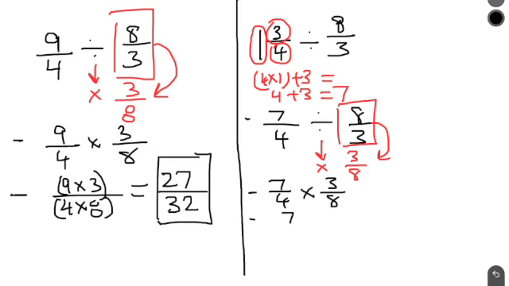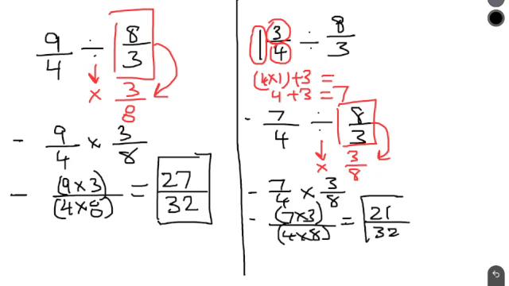So now we multiply all of the numerators together, multiply all of the denominators together, and the answer then becomes 21 over 4 times 8 is 32. Okay, so this is how we divide fractions. If you guys are in need of more examples, feel free to let me know.